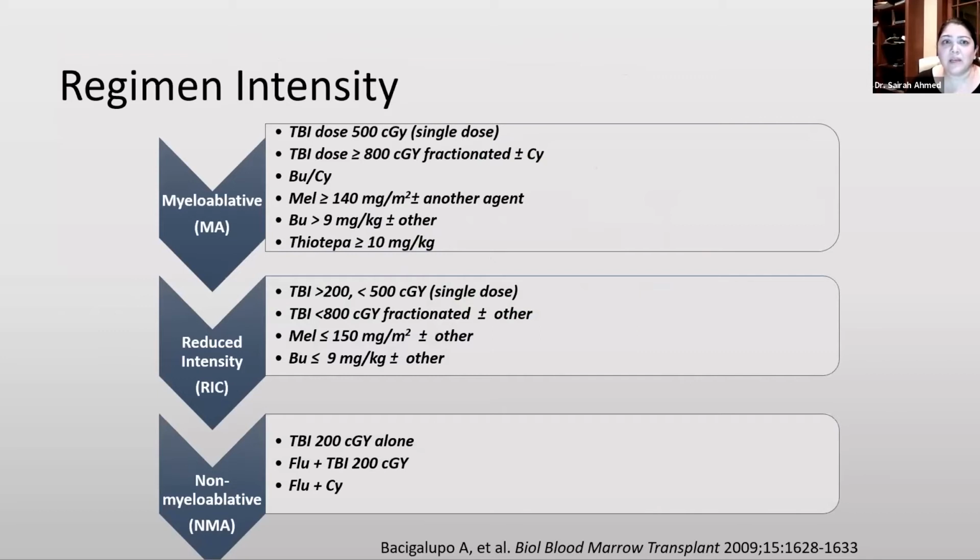This is a schematic looking at the types of regimens that we would call myeloablative versus reduced intensity or non-myeloablative. And you'll see that you have much higher doses of TBI in the myeloablative subgroup, as well as alkylating agents compared to the non-myeloablative, which can be something like flu-TBI of 2 gray or flu-cy.